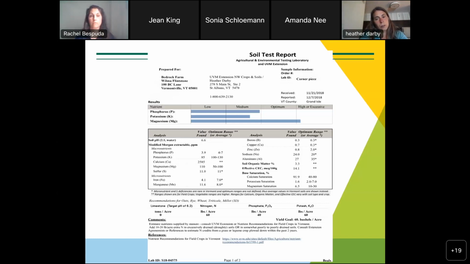And magnesium is at 6.5. So we have a lot of calcium, and we need to bring up some of the other nutrients, especially potassium.